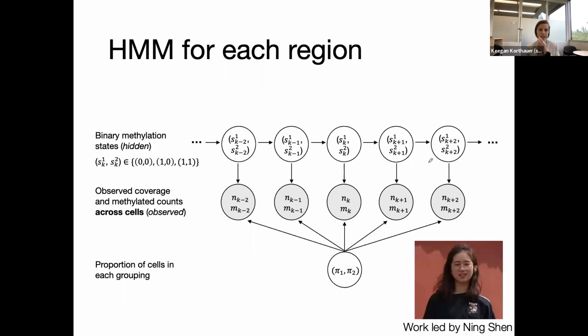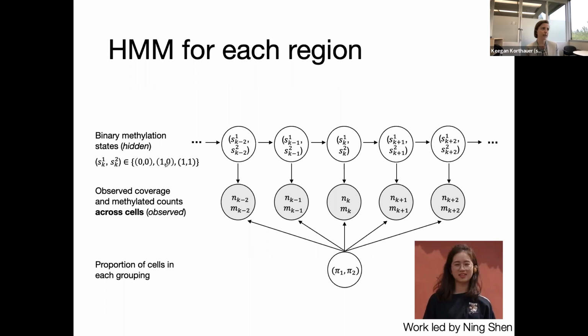So this is work led by a PhD student in my group, Ning Shen, and she's developing an approach to detect these VMRs from the single cell methylation data. And this approach uses a hidden Markov model that determines the most likely number of groupings at any given site. So is there one grouping that's methylated? Is there one grouping that's unmethylated? Or are there 2 groupings, one that's methylated and one not methylated? So these are the hidden binary states.